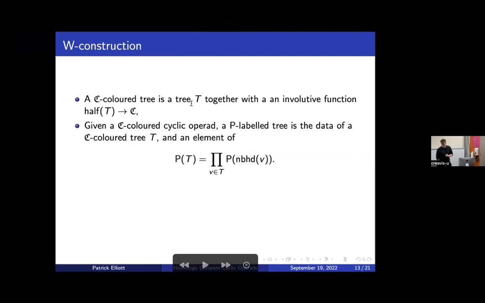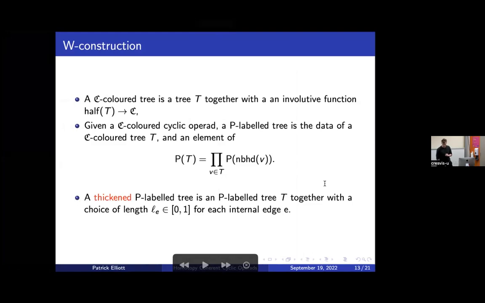And a P-labeled tree, given a C-colored cyclic operad, is a C-colored tree where on top of that, all the vertices are labeled by an operation of P. So you think of this, an operation of P at the vertex, say in colors C1, C2, C3, and then neighboring vertices have to match for that operation.